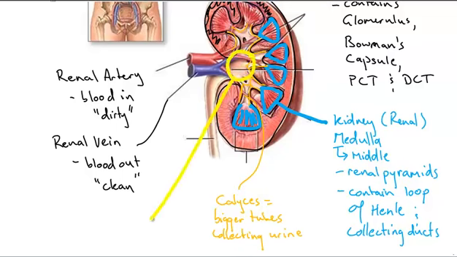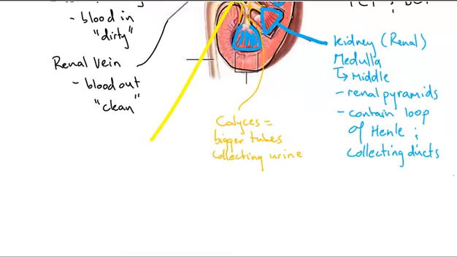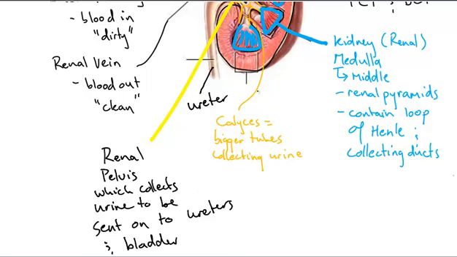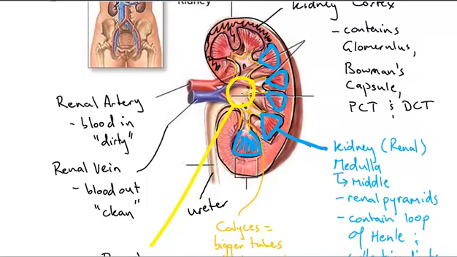I can go back to black here so it's easier to read. Yellow is often hard to read, especially on YouTube, which feeds into what's called the renal pelvis. Which collects urine, to be sent on to the ureters and bladder. And that's what this little thing here is. This is the ureter. Okay, so that's sort of the gross overview of the structure.